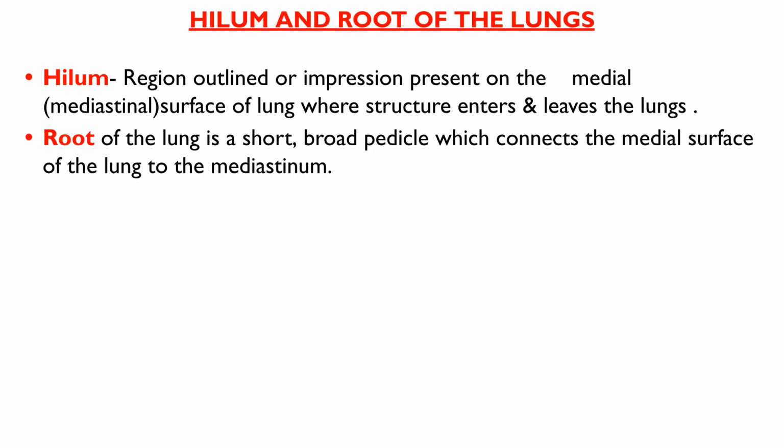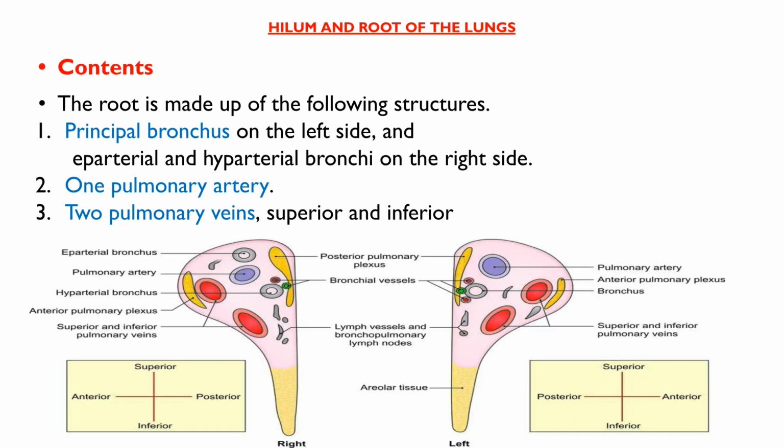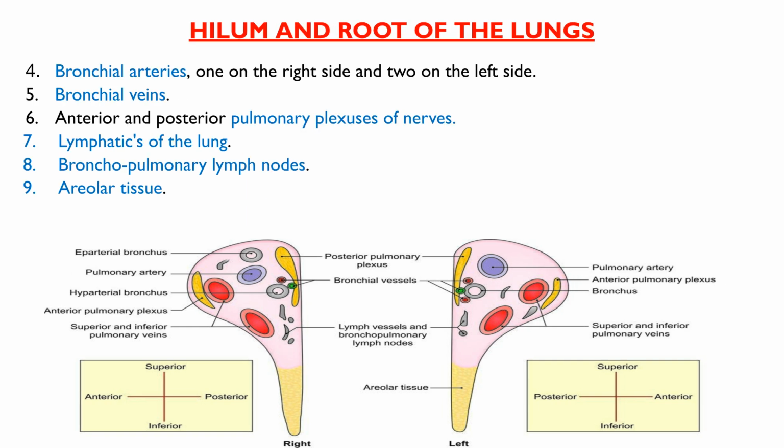The hilum is the region on the medial surface where structures enter and leave the lung. The root is a short, broad pedicle connecting the medial surface to the mediastinum. The contents of the root include the principal bronchus on the left, eparterial and hyparterial bronchi on the right, 1 pulmonary artery, and the superior and inferior pulmonary veins. Additional contents of the root include bronchial arteries and veins, anterior and posterior pulmonary plexuses of nerves, lymphatics, bronchopulmonary lymph nodes, and areolar tissue.